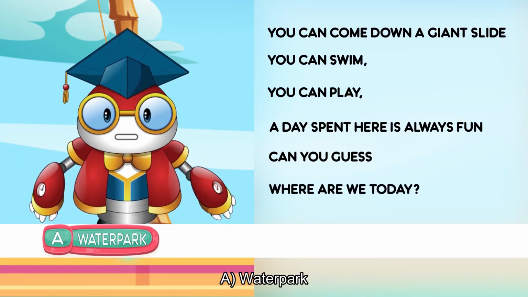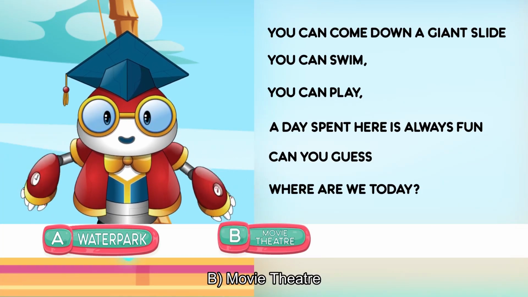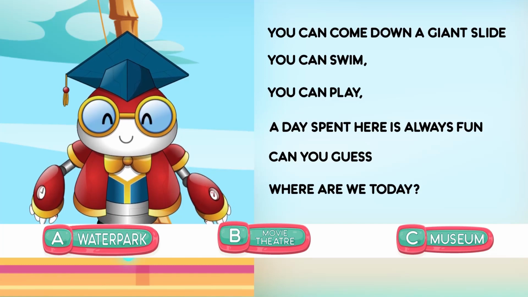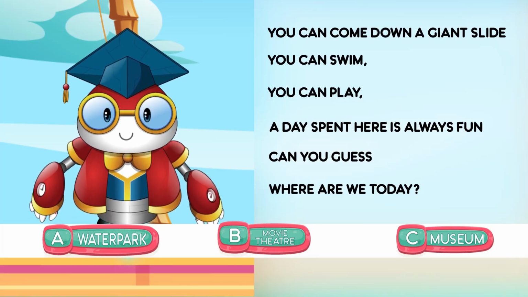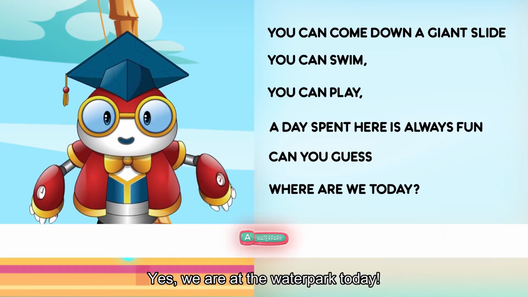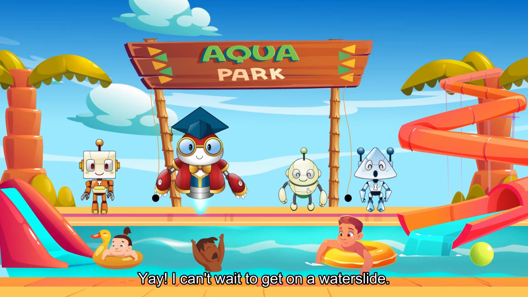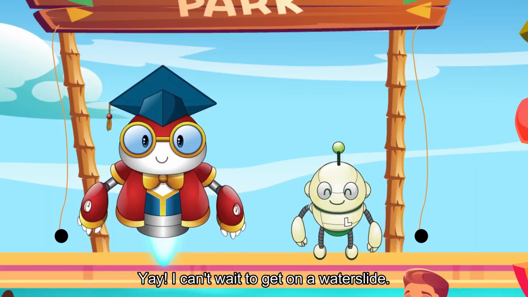A. Water park. B. Movie theater. C. Museum. Yes! We are at the water park today. Yay! I can't wait to get on a water slide.